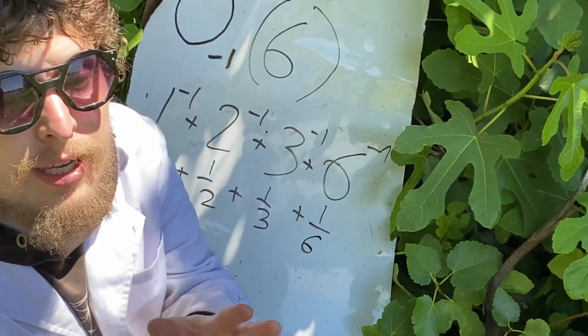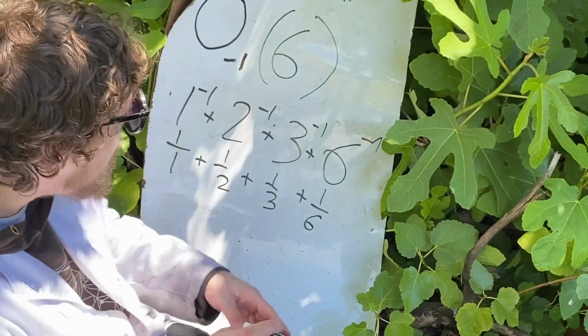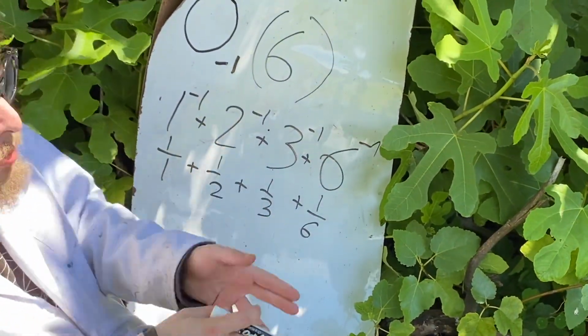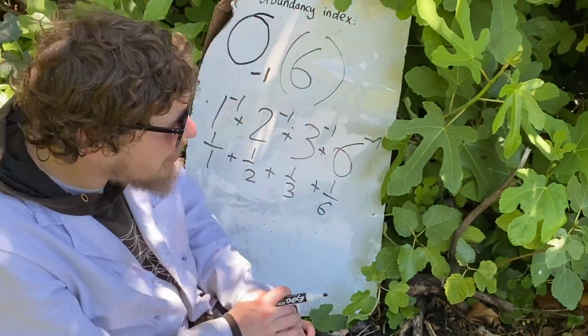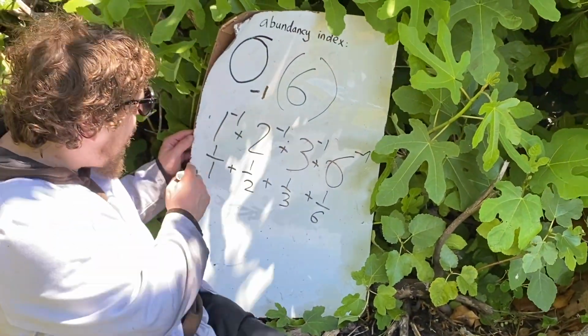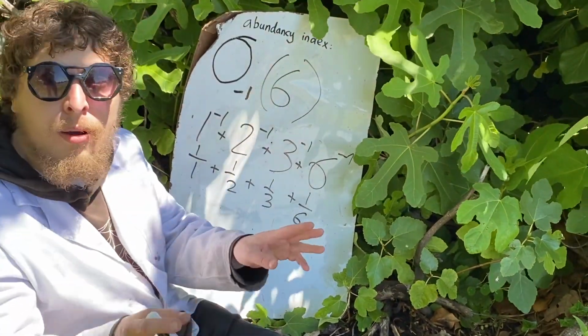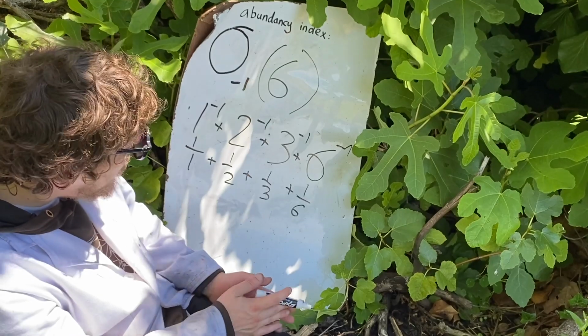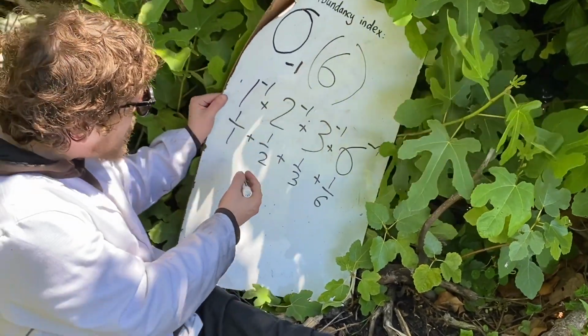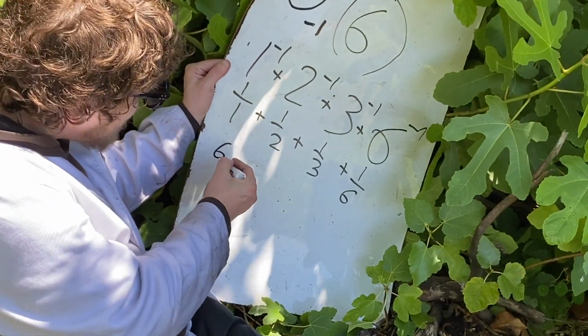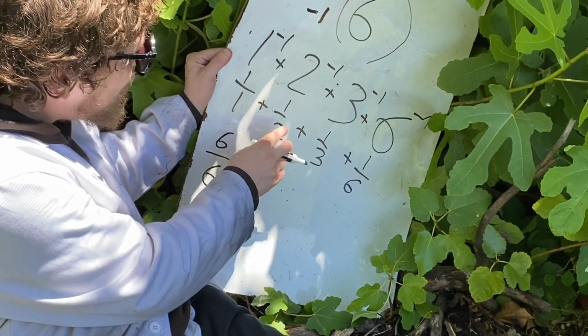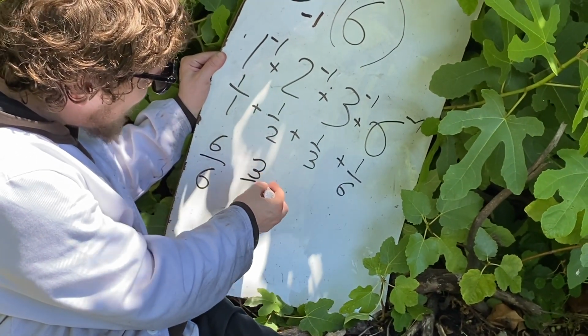We can see the abundancy index of a number as the sum of the reciprocals of its positive divisors. But we could also imagine what would happen if we tried to give these a common denominator and turn this into one fraction. Well, this one would turn into 6/6. This one would turn into 3/6.